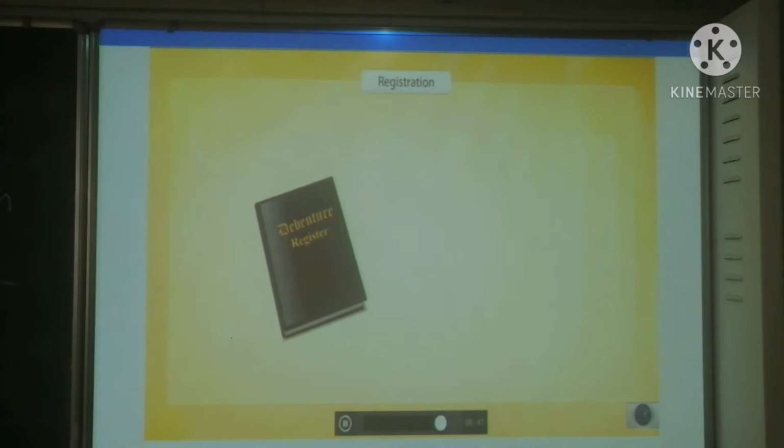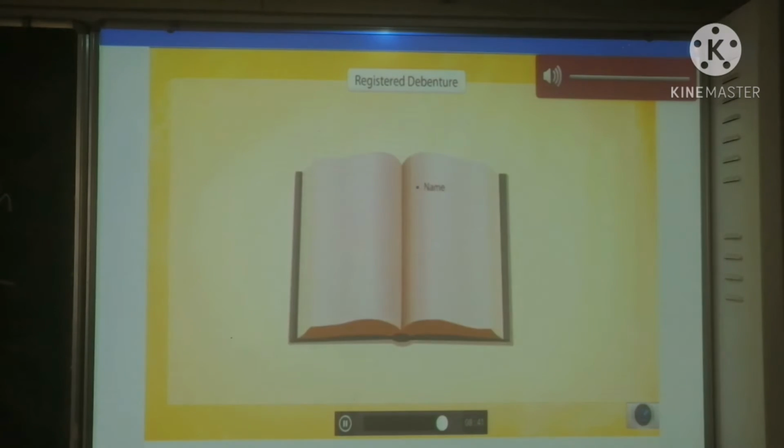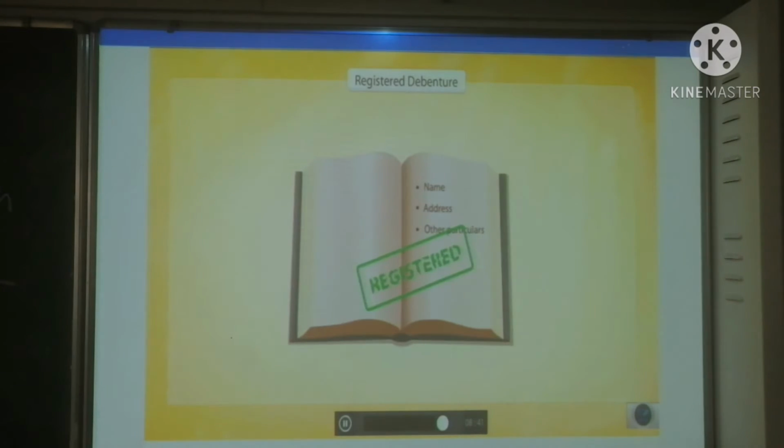From the registration point of view, there are two types of debentures: registered and bearer debentures. Registered debentures record all the details of the debenture holders in a register kept by the company. These details include their names, addresses, and other particulars. These debentures can be transferred only with a transfer deed.